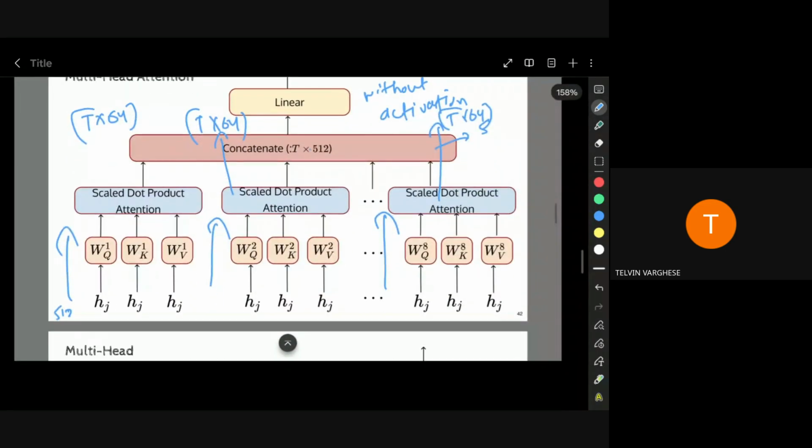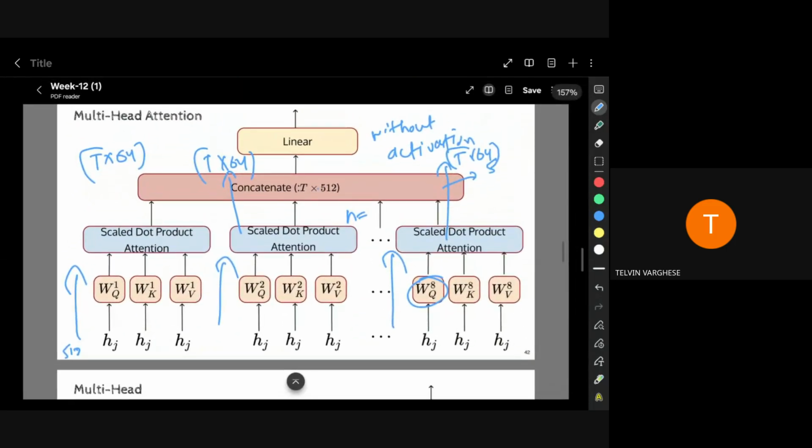Yeah. So if n, the number of heads, is 8, then you'll get 512. Then we have to divide 512 by 8, that would be the size of the attention mechanism matrices. Yes. Okay. And this 512 will be the last matrix size also, right?